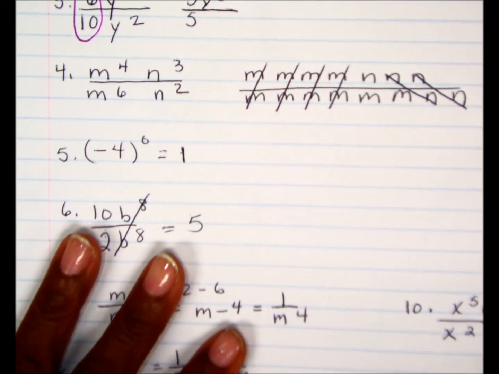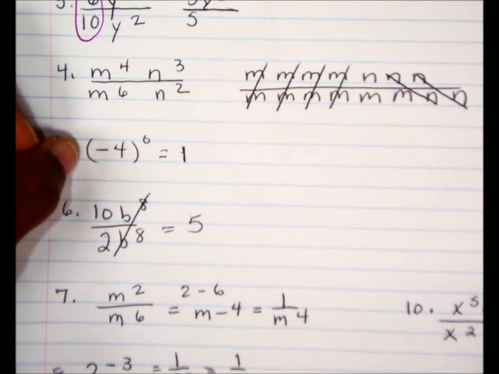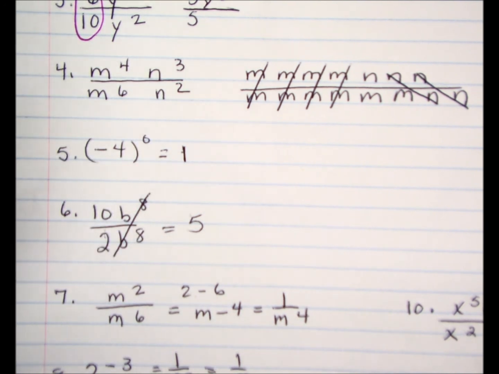Now let's look at number 5, and it says -4 to the 0 power. And remember that this is not the opposite of -4. It is -4 to the 0 power. And so the answer would be 1, because anything to the 0 power is equal to 1.